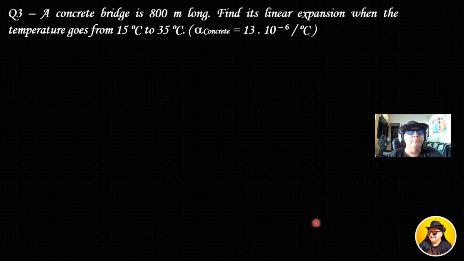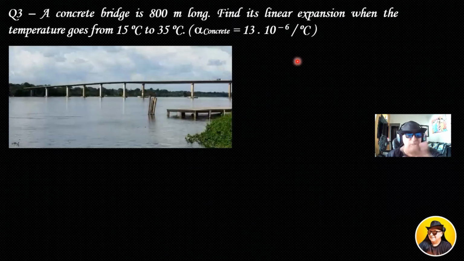A concrete bridge is 800 meters long. Find its linear expansion when the temperature goes from 15 degrees Celsius to 35 degrees Celsius, given the alpha of the concrete is 13 times 10 to minus 6 over degrees Celsius. Okay, an illustrative picture of a concrete bridge.